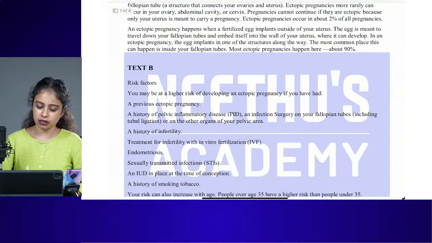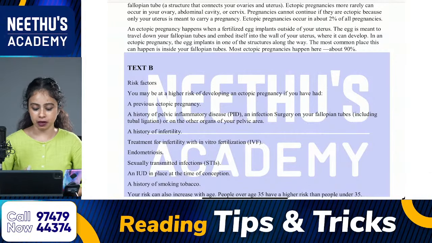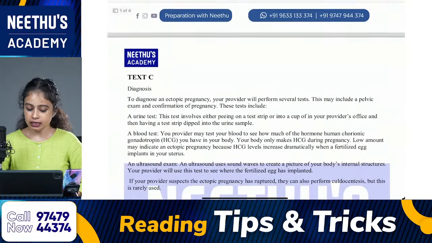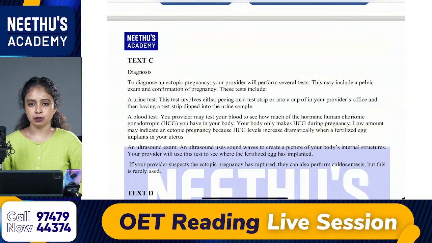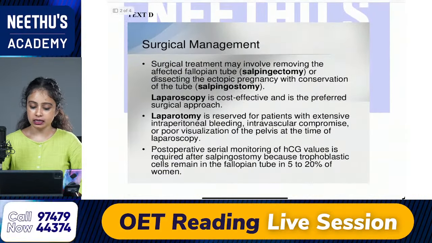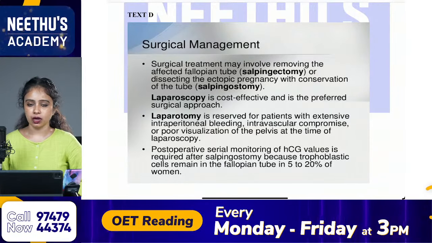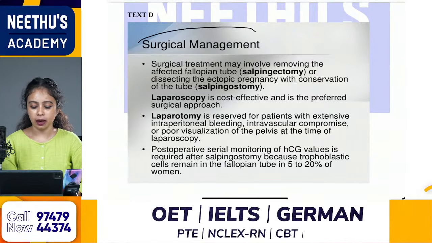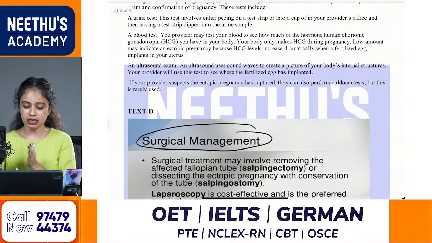Okay, and what about text B? It's all about the risk factors of ectopic pregnancy. And in text C, it's all about the identification or diagnosis of this particular condition. And text D, as usual, is pictorial. It's all about surgical management. So that is all about text A, B, C and D.